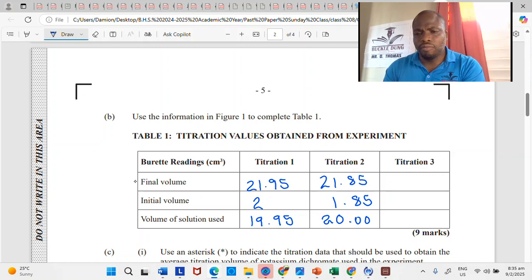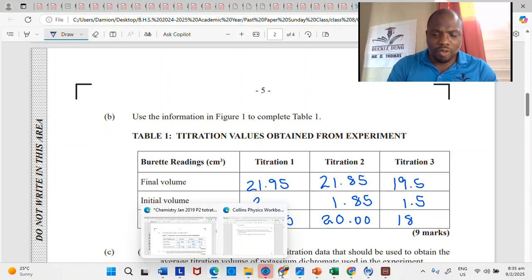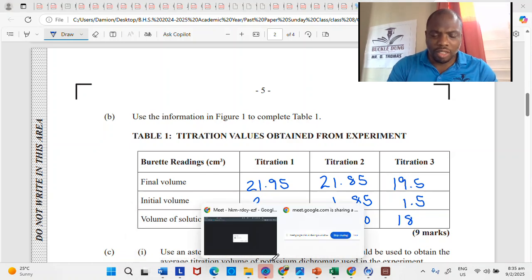The final one. Initial 19.5, and I think the other one was 1.5. You mixed it up. The final one is 19.5 and the initial is 1.5. So how much is this? 18. Let me double check this again because I hear the sound. My apologies, it doesn't allow persons once I'm not on it.